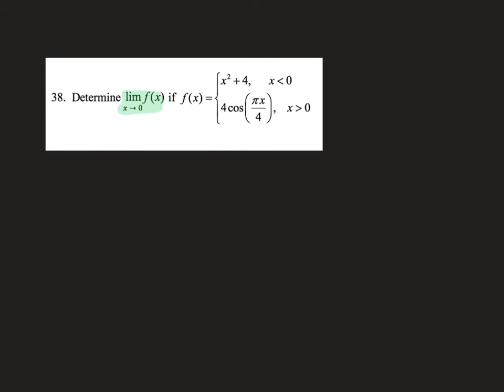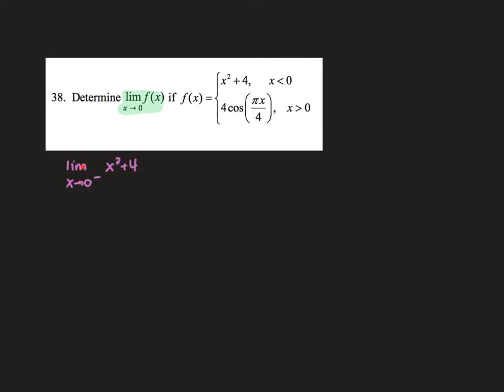What I see in my function f of x is it looks like x squared plus 4 on the left side of 0, and this cosine function on the right side of 0. Notice that my function is not even defined at 0, but if you recall that general limit, it doesn't matter what happens at the 0. That's more concerned with continuity, but not the limit itself. So I'm going to start by doing the one-sided limits.